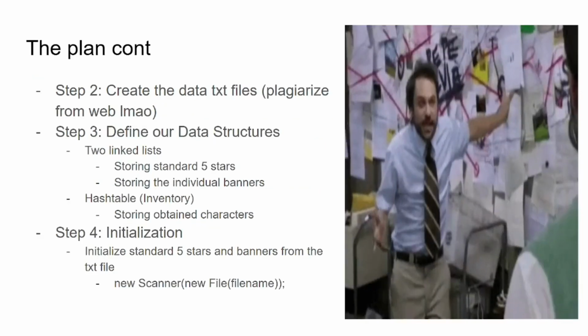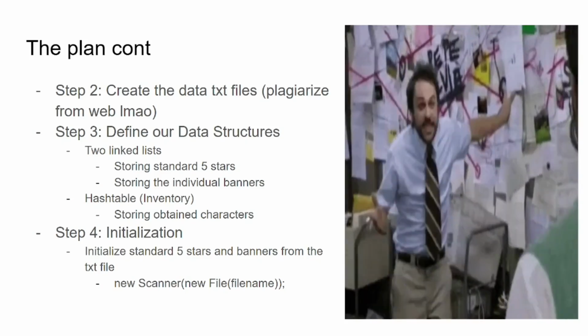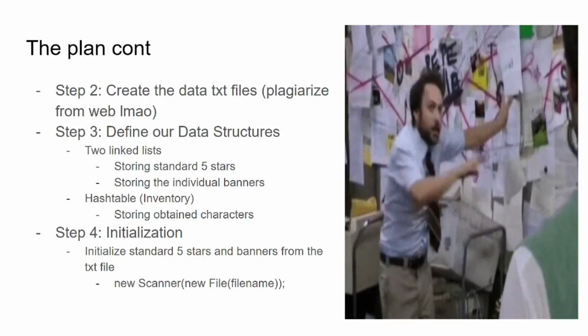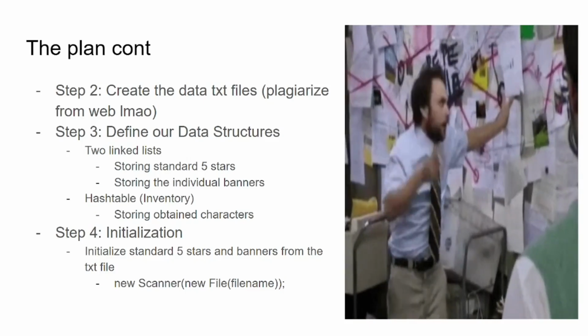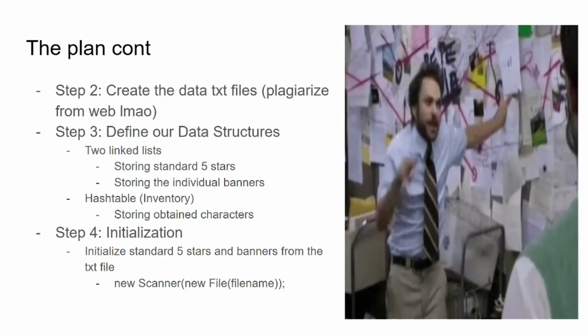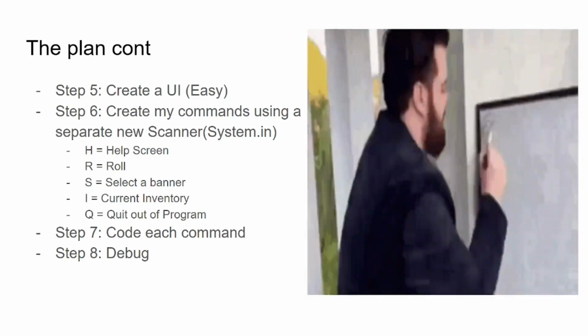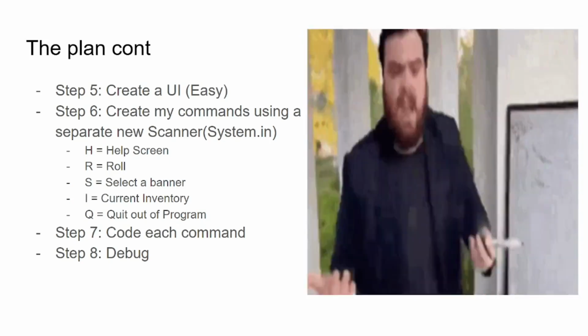Next, we will create data.txt files that store all the banner dates as well as the standard 5 stars. We will use data structures such as linked lists and hash tables and initialize them to store and retrieve our information. We will create a UI and create custom command prompts that do things. Lastly, and the most fun part, debugging. Let's go to VS Code.